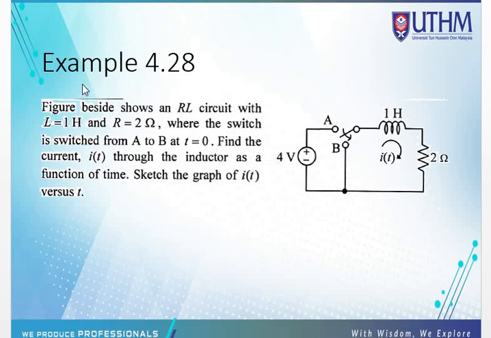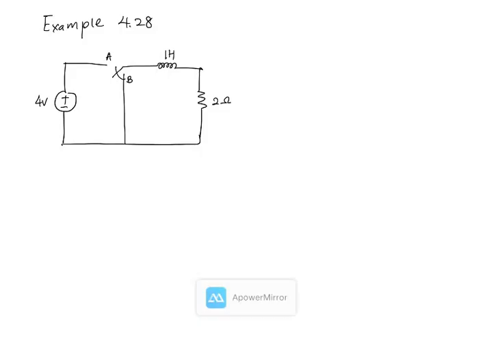Now let's look at example 4.28. The figure beside shows an RL circuit with L equal to 1 H, R equal to 2 ohm, where the switch is switched from A to B at t equal to 0. Find the current i(t) through the inductor as a function of time. Then sketch the graph of i(t) versus t.